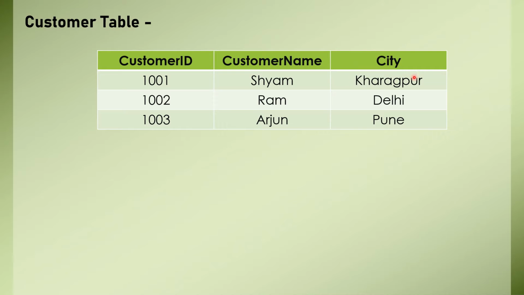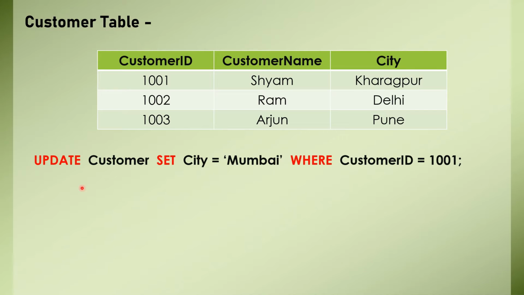You need to update that thing in the tables also, correct, so that your data is up to date with all the changes that are going to be made. So you need to change only Shyam's city to Mumbai. So what will be the query? The query will be something like this: update customer table, set city to Mumbai, where the customer ID is 1001. This is a condition, right? So whenever this condition is true, the city will be changed to Mumbai.